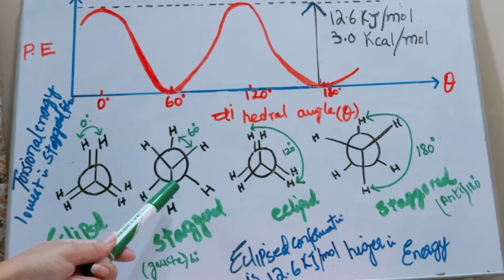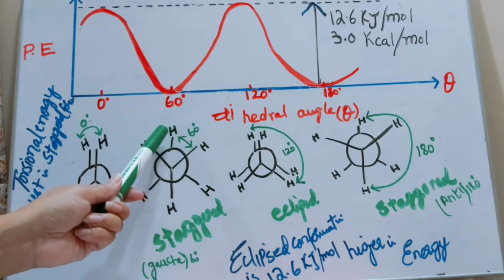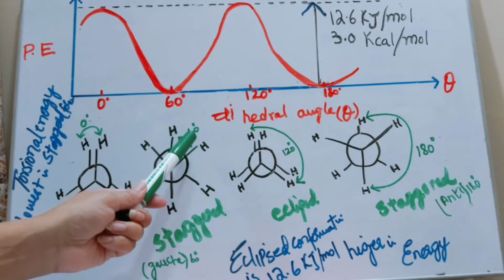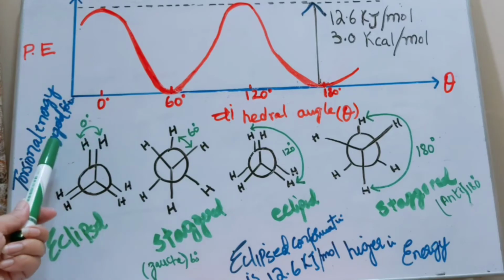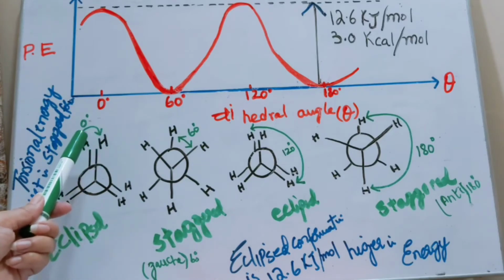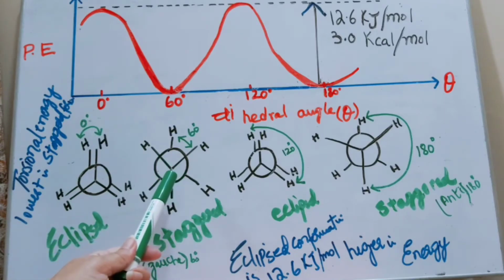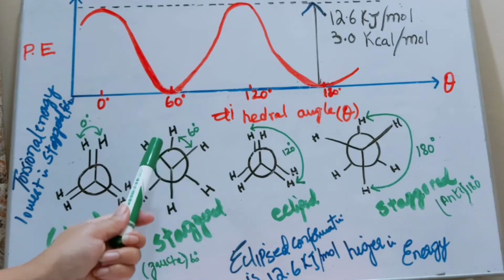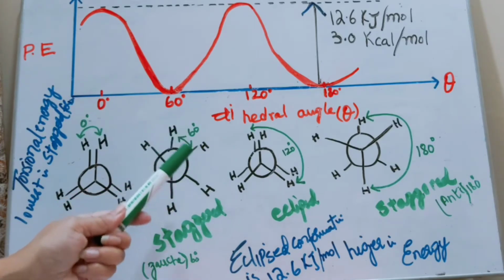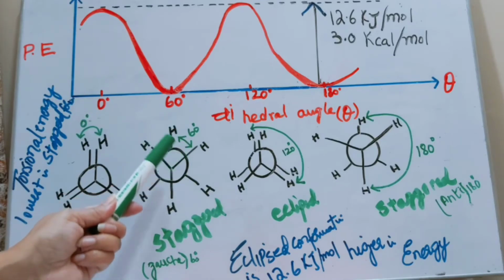This is the staggered conformation, where the angle between the front carbon hydrogen atoms is 60 degrees, whereas here the angle is 0, when it's eclipsing. So between the eclipsed and the staggered conformation, the staggered is lowest in energy. Why? Because of the large separation between the electron clouds of the carbon hydrogen bonds.